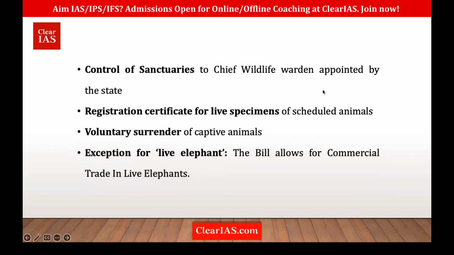Then one important clause in this act is the exception for trade in live elephants. Earlier, in the early act, any trade with live elephants was totally banned. But now in the new act, live elephants, especially those in the temples and so on, their trade is not banned. It is actually an exception, and that is actually also a problem with this act.